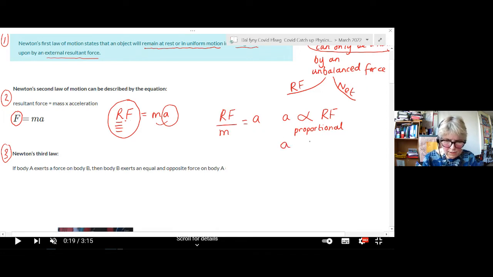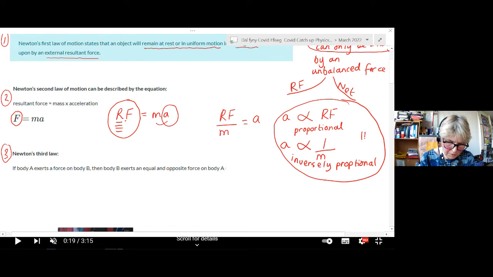Whereas the acceleration is inversely proportional to the mass. We can say proportional to 1 over mass, but we tend to say that it's inversely proportional because you'll see that the mass is on the bottom of the fraction. Okay, now if you are doing higher, then that is what is expected for you to remember for Newton's second law, not just the equation resultant force equals mass times acceleration.